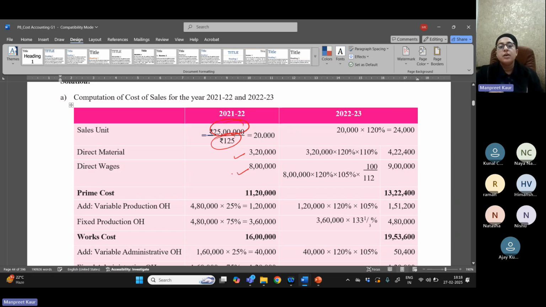Direct wages is 8 lakh. Prime cost is 11,20,000 in the year 21-22. In the year 22-23, we have a 20% increase in sales. That is 20,000, 120% is 24,000. Direct material is 3,20,000 multiplied by 20% of the sales unit, multiplied by 10% material price up.